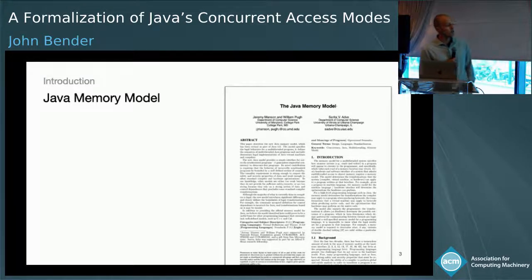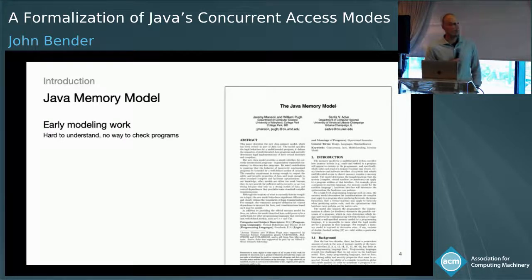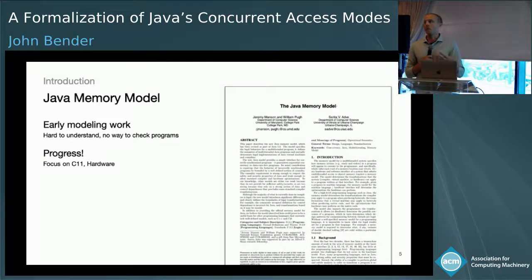So in 2005, if you can remember back to 2005, Manson and co. wrote this paper formalizing Java's memory model. And this was pretty early work, and actually for the time it was pretty great. But it was pretty hard to understand, and there wasn't a really direct way to check the behavior of actual programs. So in the intervening time, there's been lots of progress on weak memory model research.